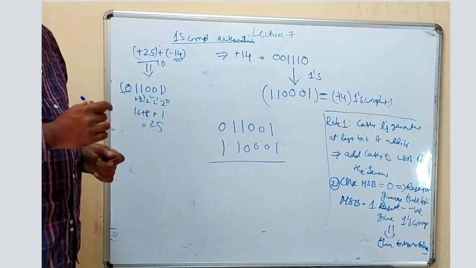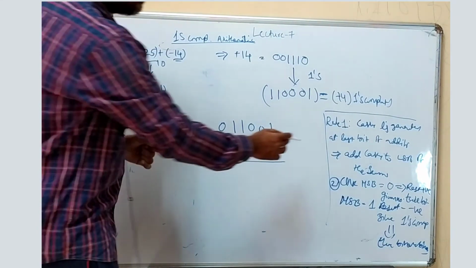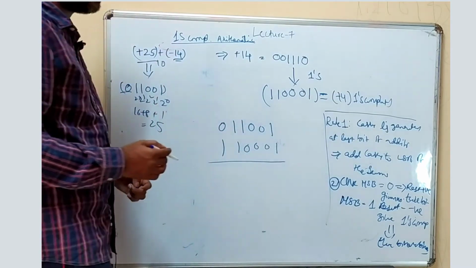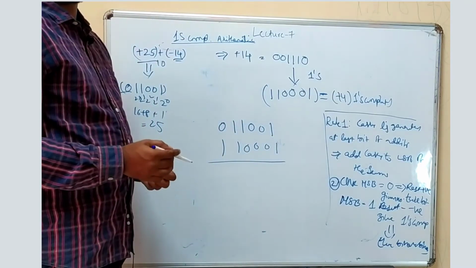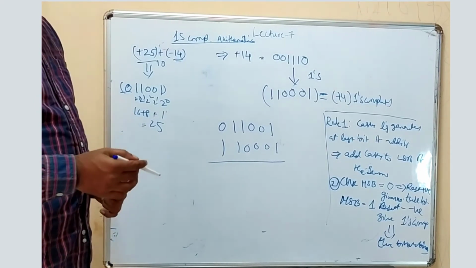This is when a carry is generated. When there is no carry generated, you directly go to rule number 2. You check for the MSB, and based on that you decide whether the result is positive or negative, and whether the result is in pure binary form or complementary form.